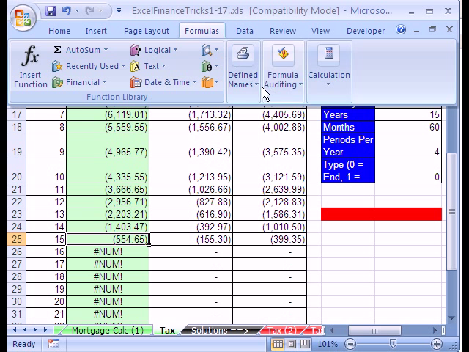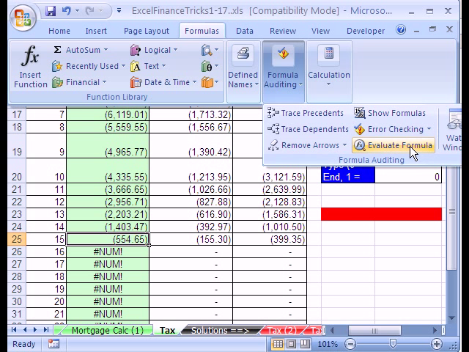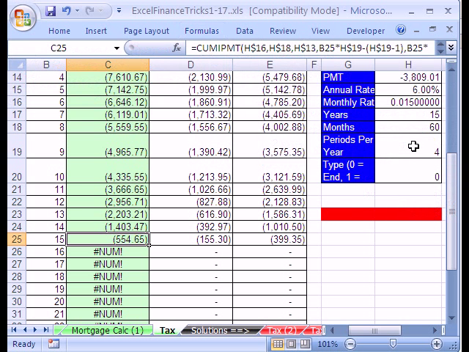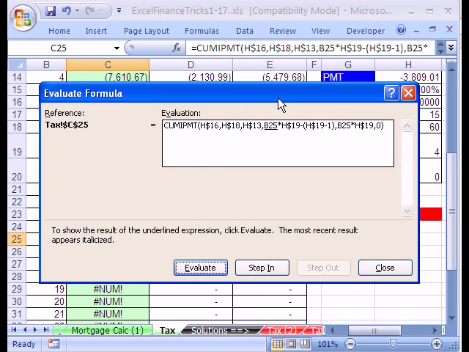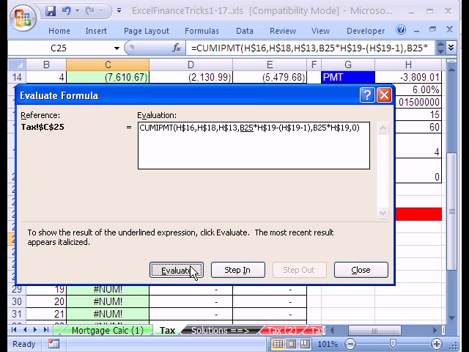Either Formulas, Formula Auditing, Evaluate Formula in 2007, or Tools, Formula Auditing in 2003, or you can use your keyboard shortcut: hold Alt and then type T-U-F, Alt, T-U-F. Now watch this. We'll watch it in action. I'm going to click Evaluate. It's got 15, that's the years, times 4, that's the 60, minus, and then 4 minus 1 is 3. So the starting period is 57, and 15 times 4 is 60.